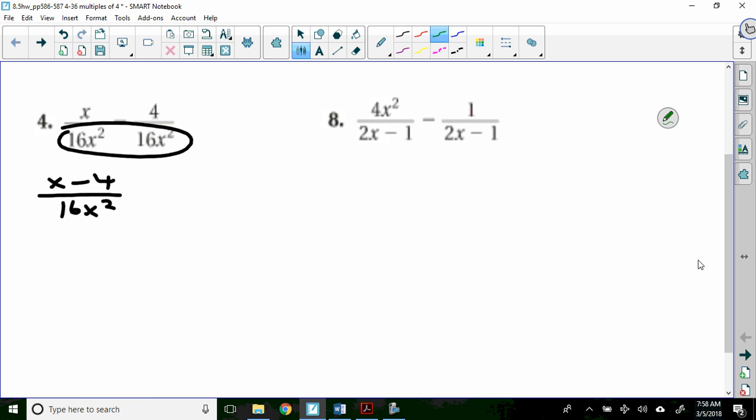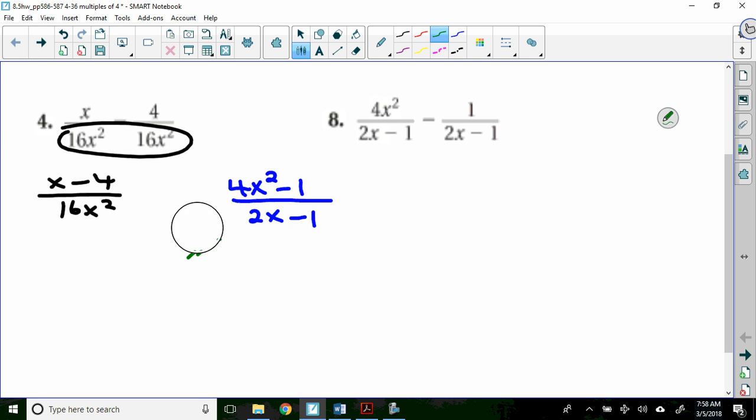Now, number 8, some people started this off the right way. And if this were a test question, I would probably mark off 2 points and write "and then." Because a lot of people have this, and they stopped. I saw a couple people try to cancel this minus 1 with this minus 1. Well, those are being added or subtracted, and you can't cancel them like that. And if you did cancel those, then you would be able to reduce the 4x squared and the 2x, and that would just be 2x, but that's not the answer. You can't cancel like that.